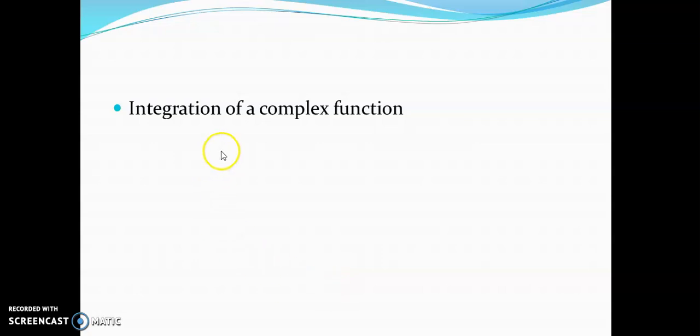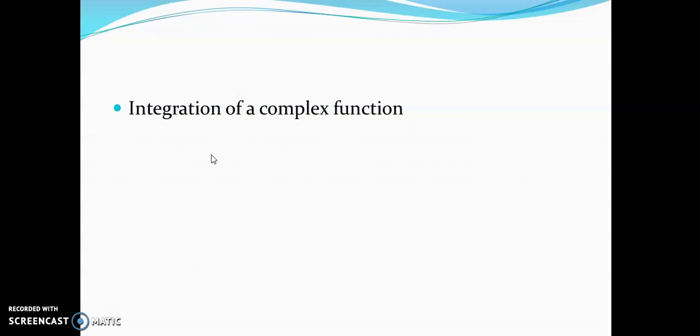We have already discussed the differentiation of a complex function. So we have seen that a complex function with a derivative defined is called an analytic function, and we have found an easy method for finding the derivative of an analytic function. If the function is not analytic, then the derivative does not exist. So if the function is analytic, the derivative can be easily found as f dash of z is equal to ∂f/∂x itself.